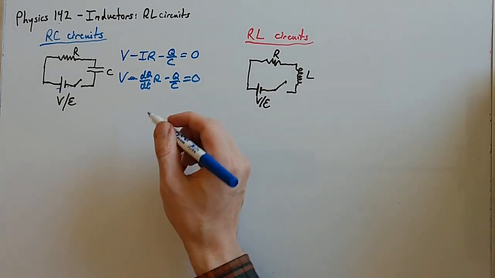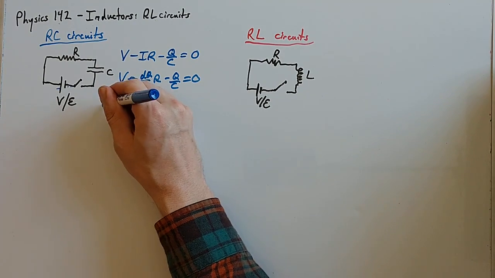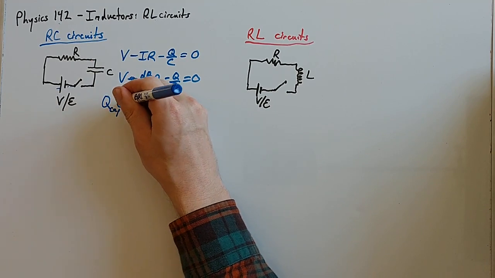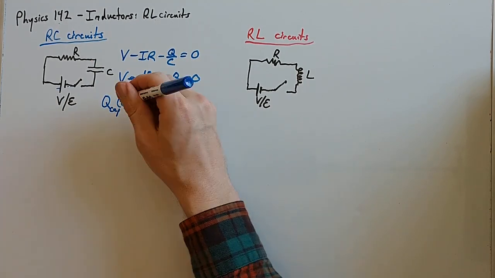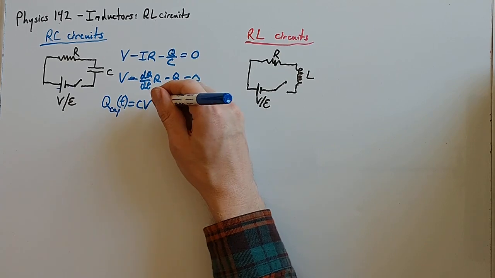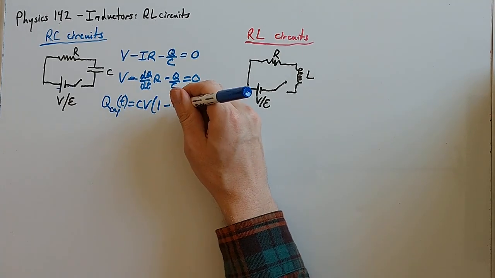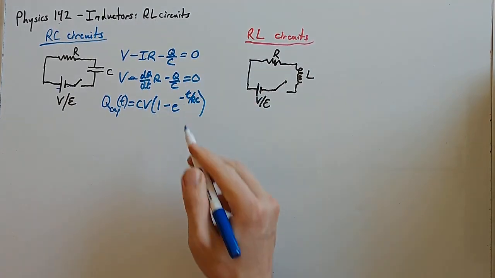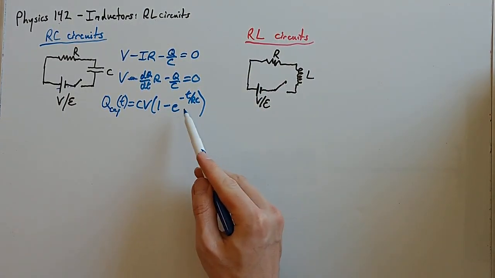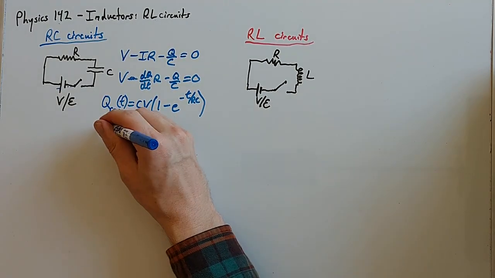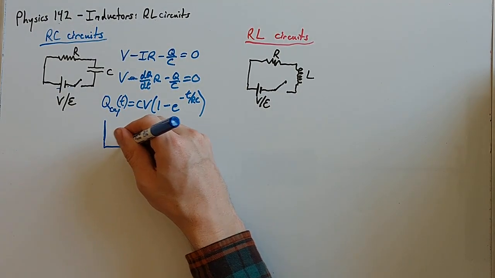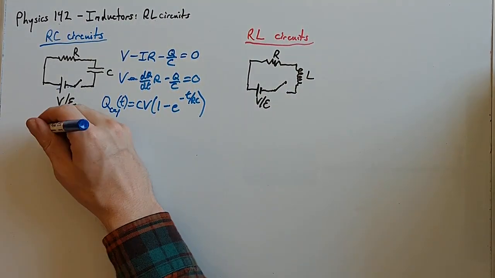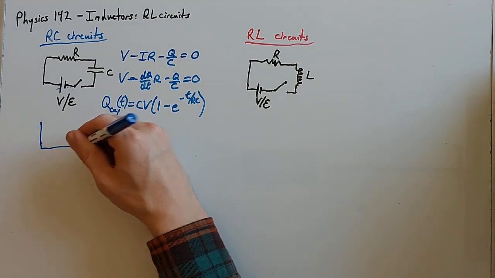And the way you do that is with exponential functions. And so we ended up realizing that we could write down the amount of charge on the capacitor as a function of time: Q equals C times V times 1 minus e to the minus t over RC. So it ended up having this cool exponential in it. Let's remember what the graph of that looked like. For space reasons, I'm going to put the graph over here.